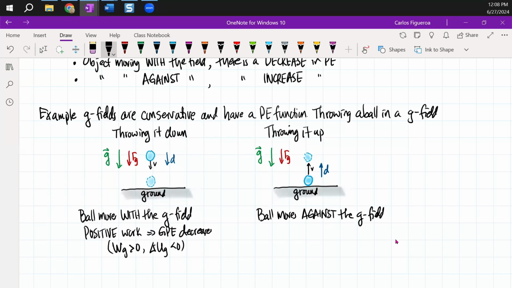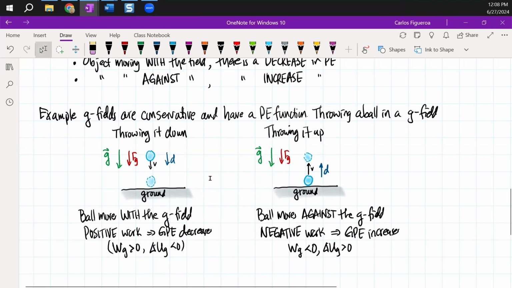And as a consequence, you see that the force and the displacement are opposite. So I am doing negative work, but it's rising in height. So its gravitational potential energy increases. So it's the opposite. So if I have gravity doing negative work, then the gravitational potential is positive.